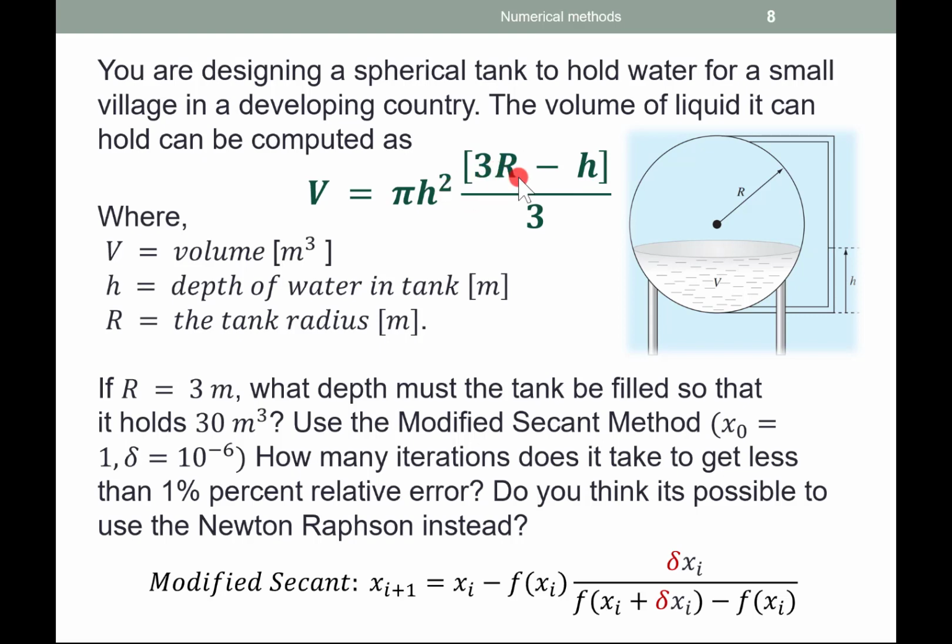multiplied by 3 times r. R is the radius of the spherical tank. Then you have h again, and then you just divide by 3. So this is the function.